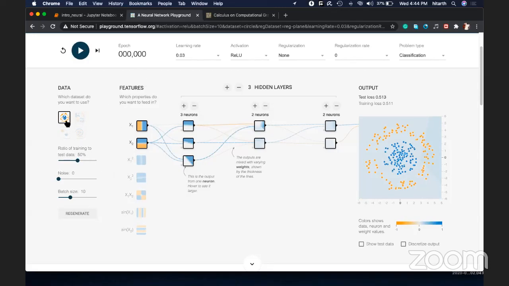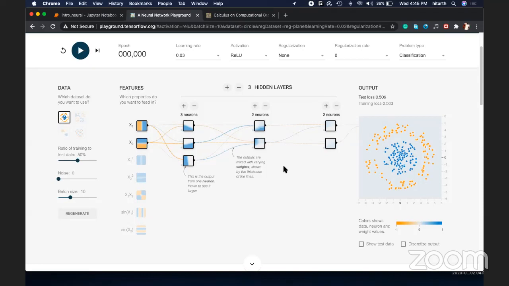Okay, so the input to this thing is, this is all a neural network, and you can add layers to it, and you can subtract layers, you can add neurons, and you can delete neurons. And the data is basically a binary classification problem, and the input will be x1, x2, and every point has a color label to it.